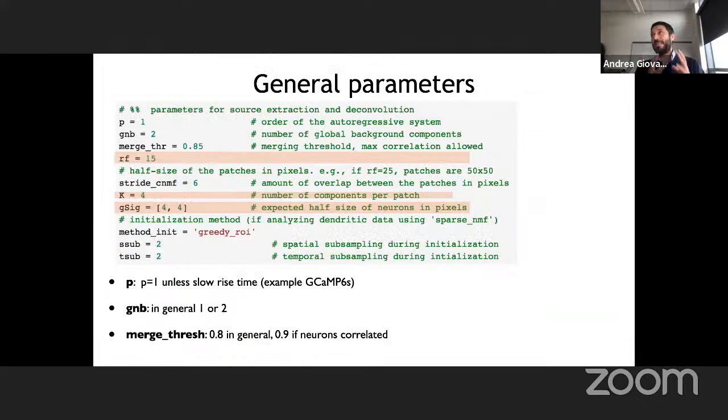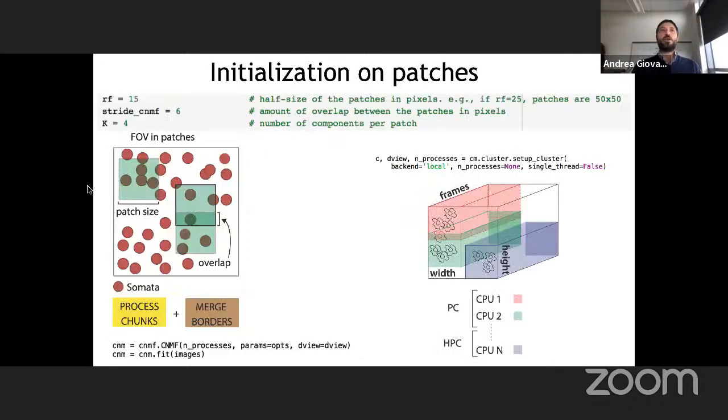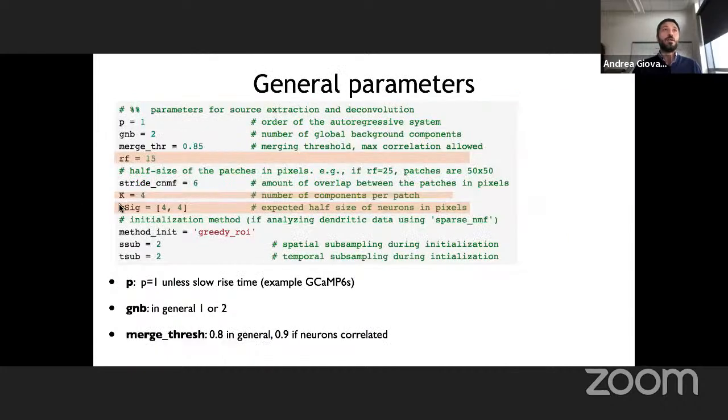Let me go through some of the parameters. And again, here I'm just going through the parameters that I think are fundamental to get started, but it can be refined by looking at the documentation. So one is RF. RF is half of the size of this patch. So let's say if you have RF of 15, it means that you're looking at patches of 30 by 30. The second parameter is K. K is the number of neurons that you expect to find in that patch.